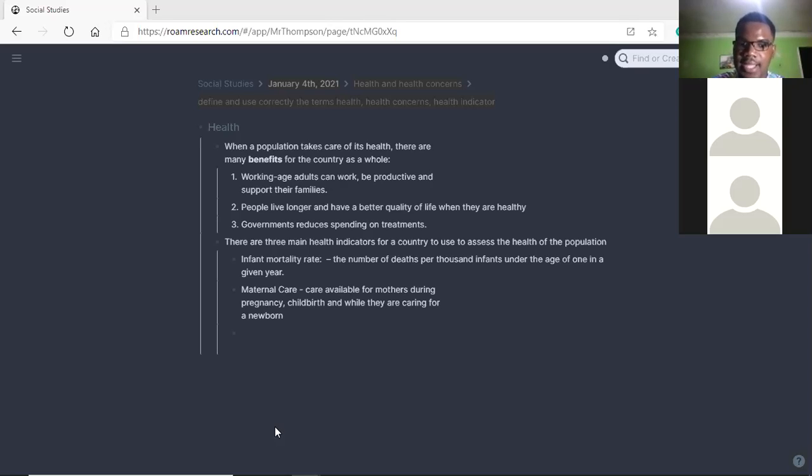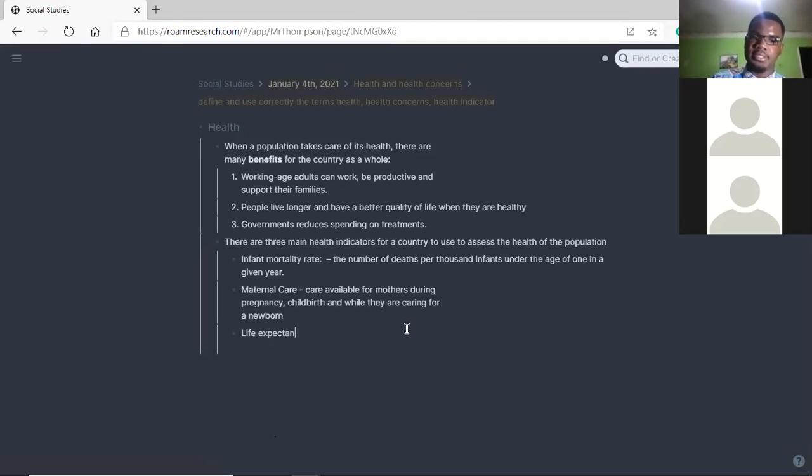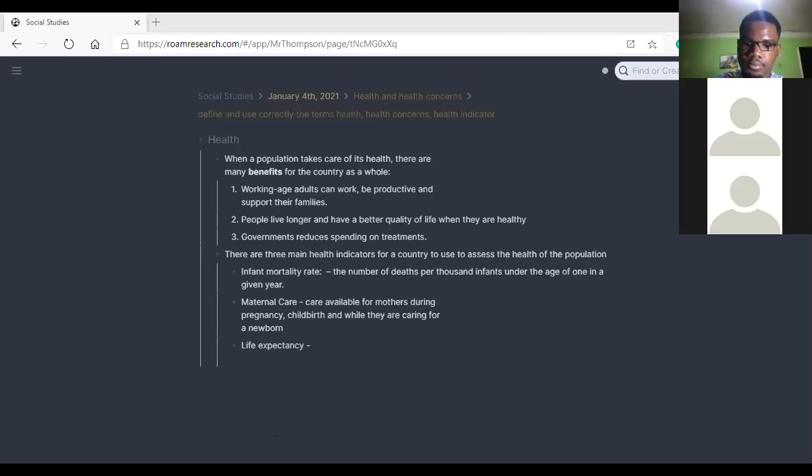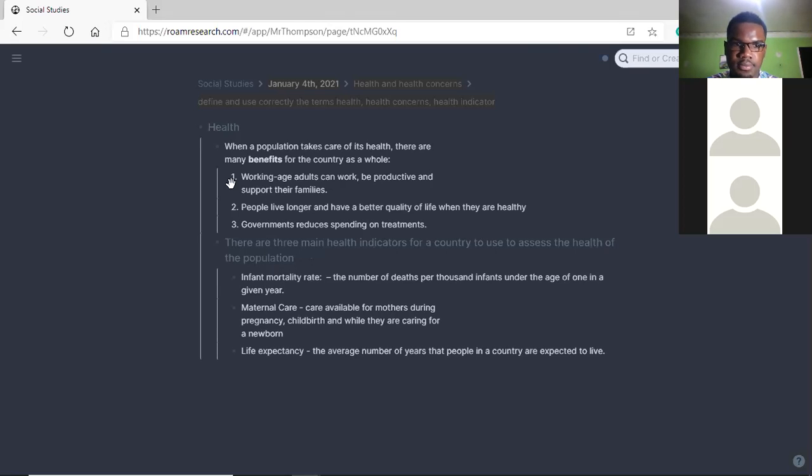But the final one is life expectancy. Self-explanatory. Life expectancy, right? It's just the average number of years that people in a country are expected to live. Perfect. So these are the three main health indicators. Any questions?